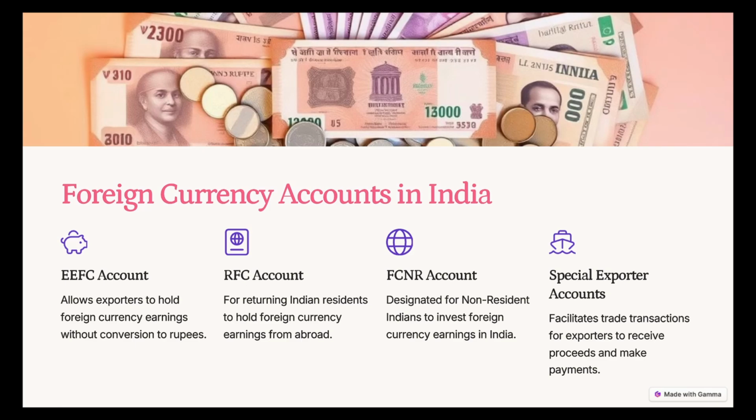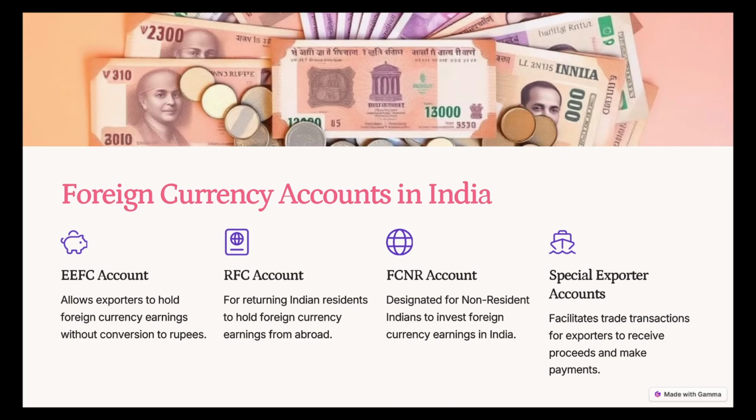RFC accounts can be maintained in foreign currencies, and in some cases they earn interest also. These accounts provide an option to hold funds in foreign currency for future use abroad or to hedge against currency depreciation, offering flexibility for those planning to work abroad again or having foreign financial obligations.